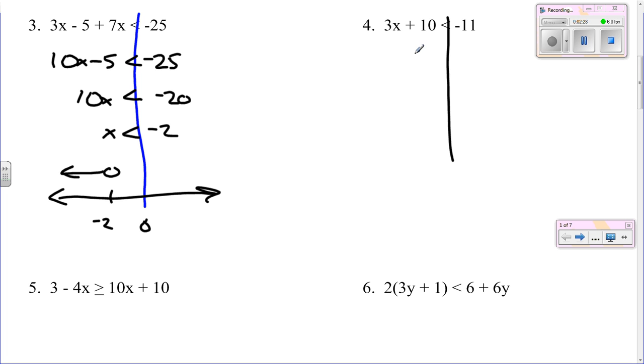Number 4, draw your line through the inequality. Minus 10. Minus 10. 3x is less than negative 21. X is less than negative 7.